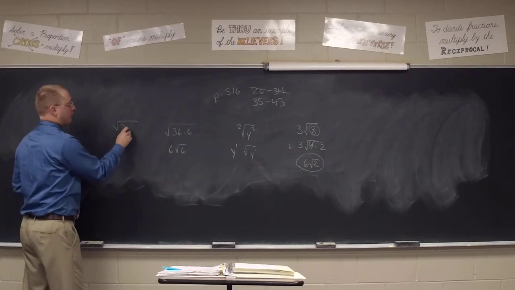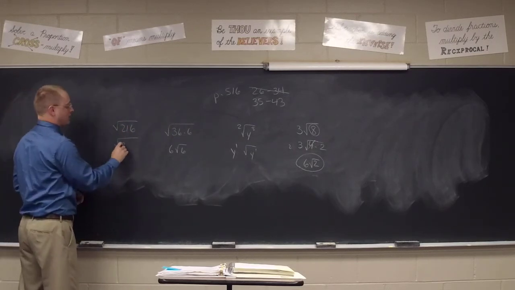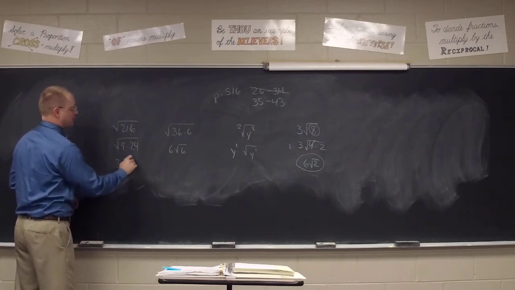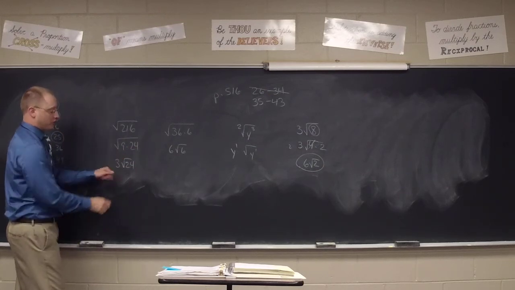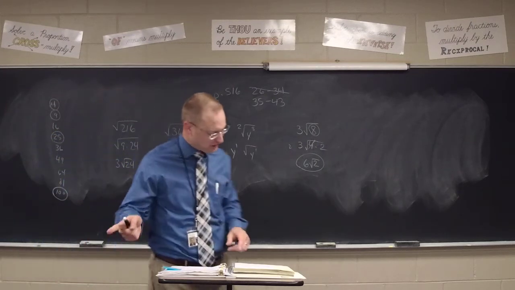Or, Hayden, for a 216, add up the digits. You should see a 9 in there. You could have factored into 9 times 24 to get 3 times the square root of 24. And then further factoring and taking a root would get us to the 6 times the square root of 6. So we should have at least seen the 9.